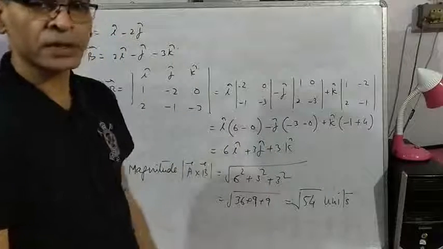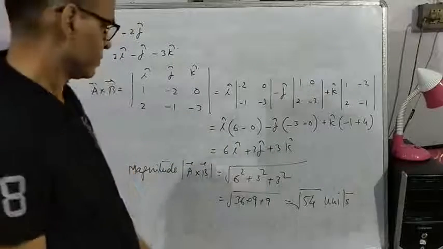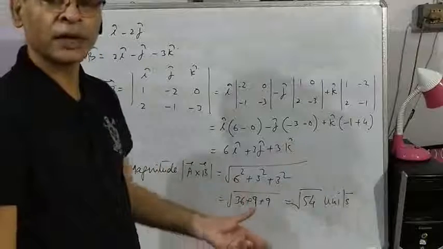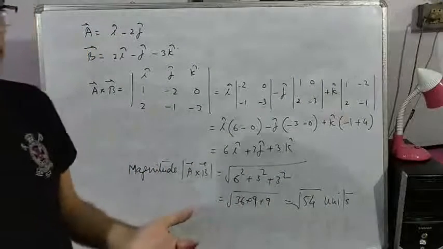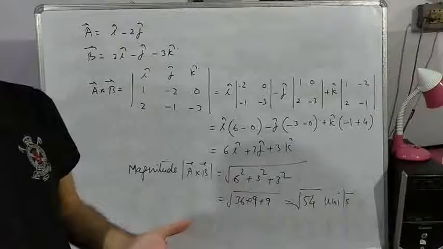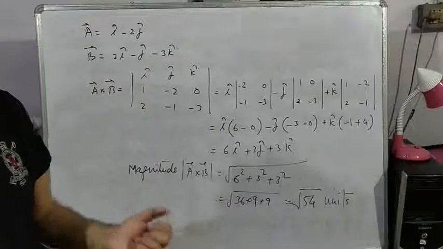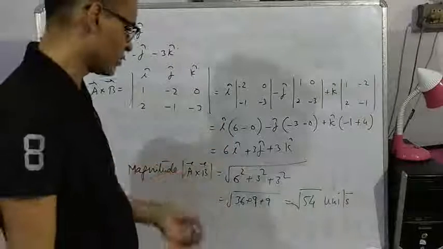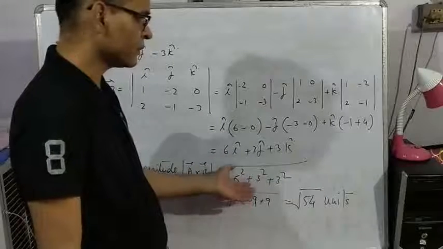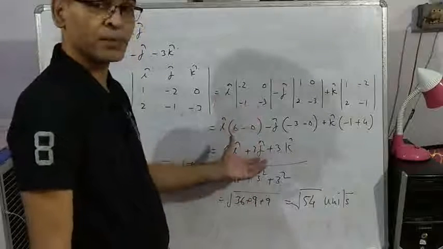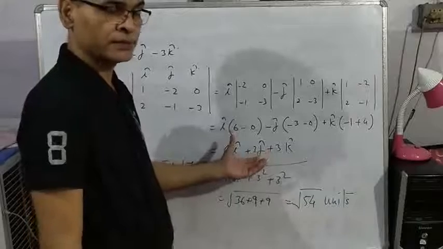Now if you are interested in finding magnitude, then already you know the formula of magnitude: under root ax square plus ay square plus az square. So using that formula you can find the magnitude of this cross product. It is just an example to make you understand better.